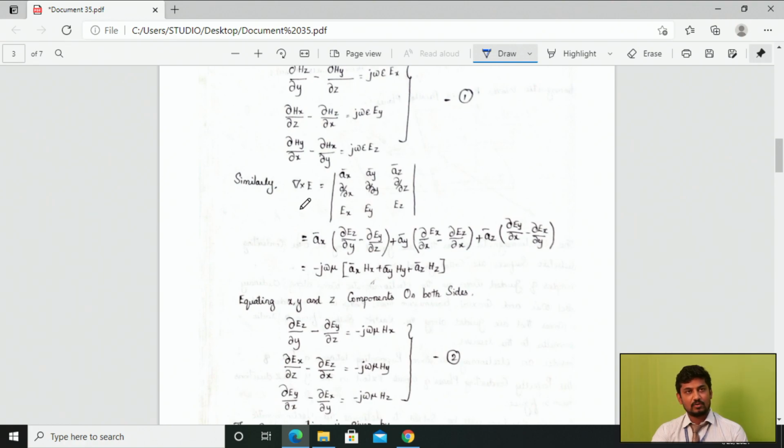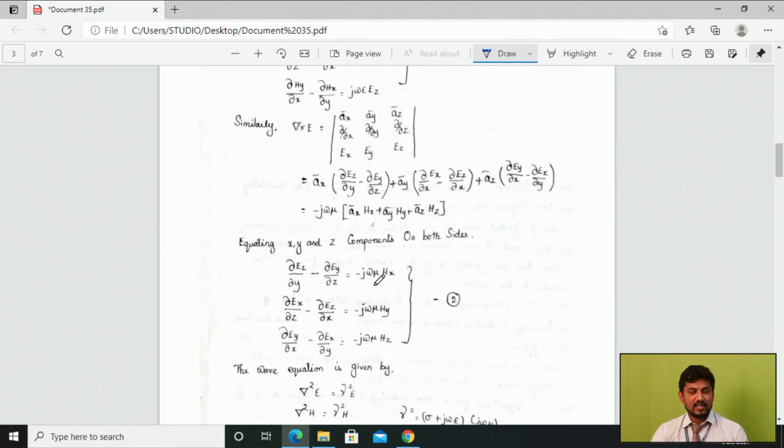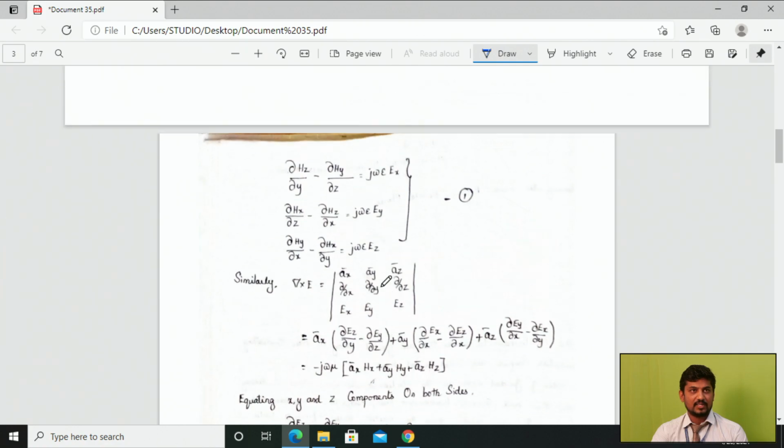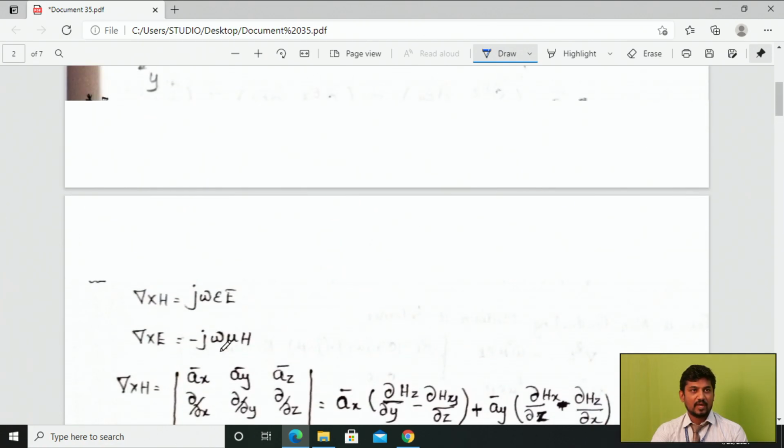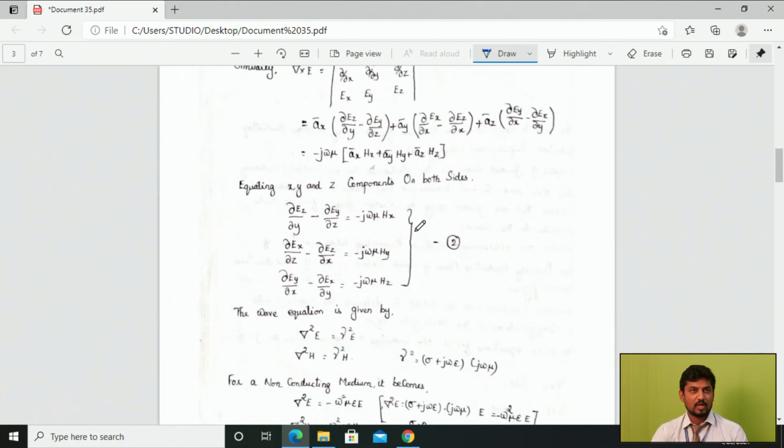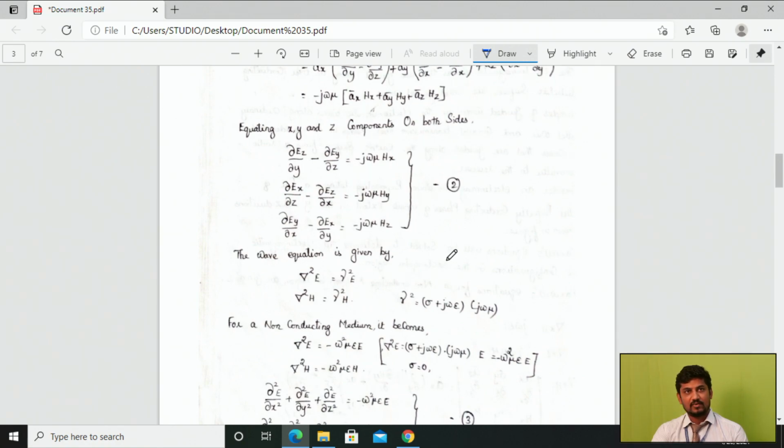Then del cross E is equal to, again a similar derivation for del cross E. 3 rows Ax, Ay, Az and second row, third row. Likewise we derive, and finally minus j omega mu into Ax Hx plus Ay Hy plus Az Hz. This is derived from the del cross E matrix. In this matrix we can derive it again by these two formulas, that is del cross E is equal to minus j omega mu H, with the help of minus j omega mu Hx, Hy, Hz. Right hand side and left hand side written like this. Then these are the two equations, equation 1 and equation 2.